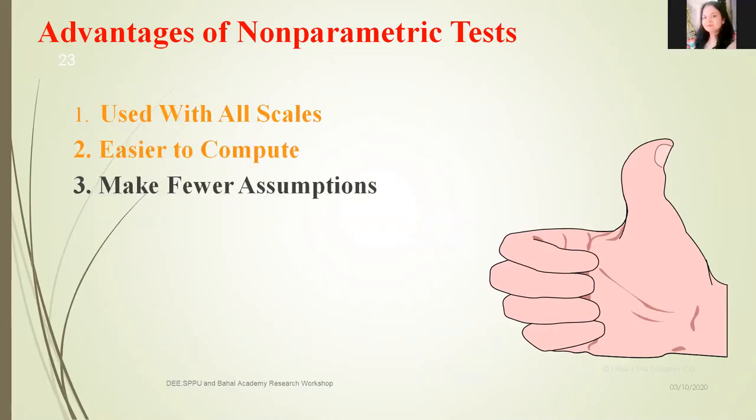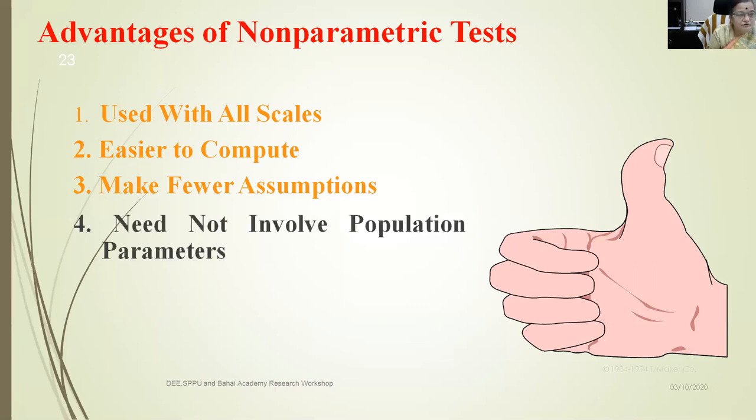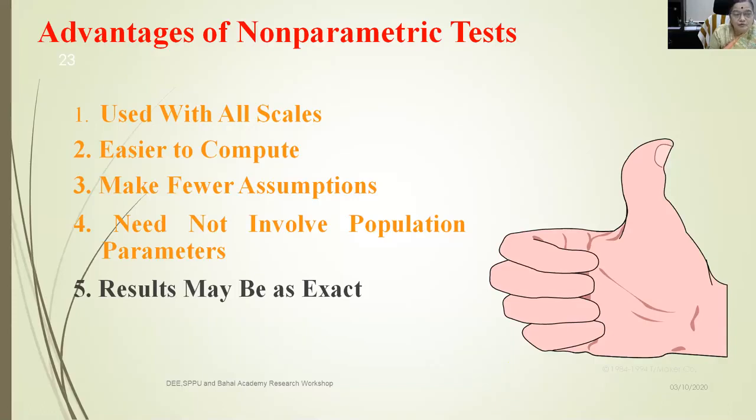They are easier to compute, make fewer assumptions, and need not involve population parameters since they are distribution free. Results may be as exact as parametric procedures. The only limitation is when we are dealing with generalization.